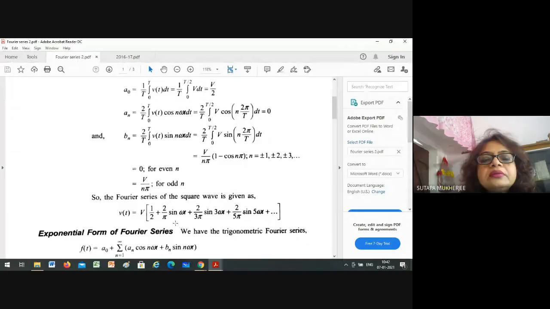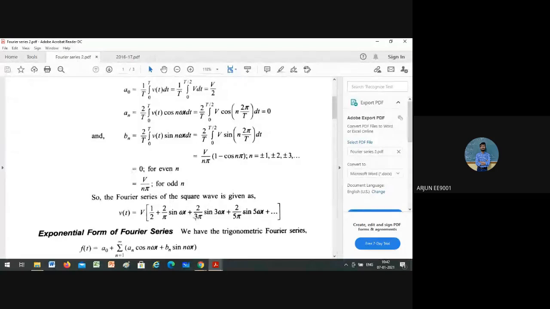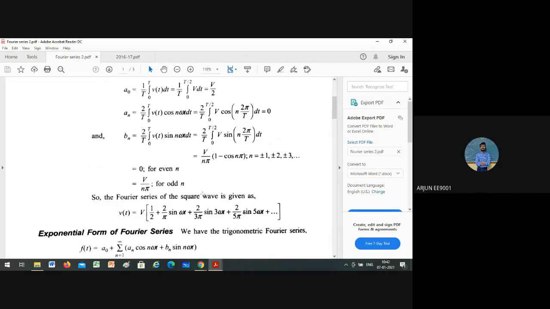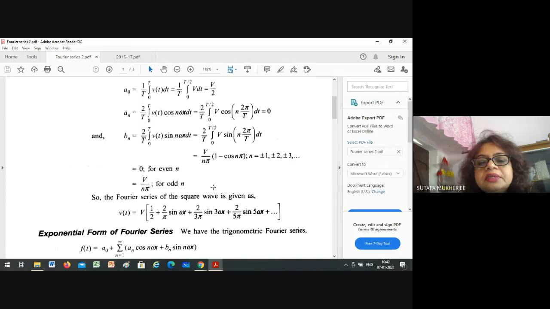Ma'am, cos 180 is minus 1. Then how can you get V by n pi here? I think, ma'am, that will be interchanged. Means there is some wrong. Cos pi, cos 180 is minus 1, then it will be plus 1. 1 plus 1, 2. That will be 2V by n pi.